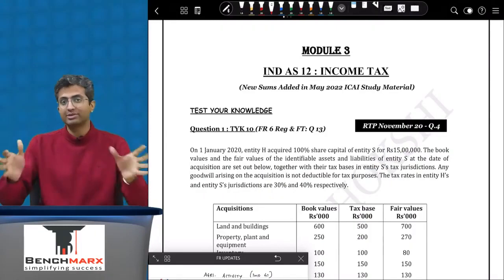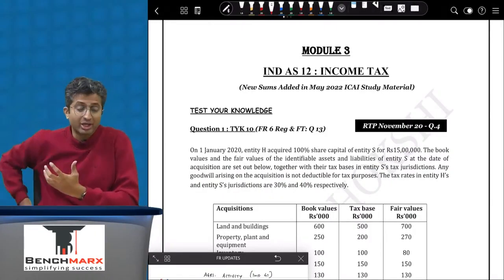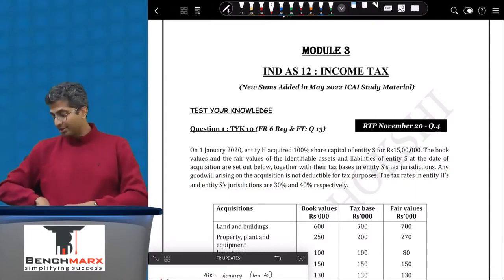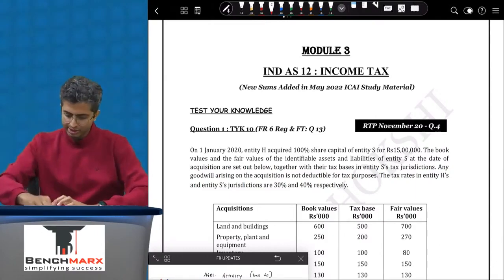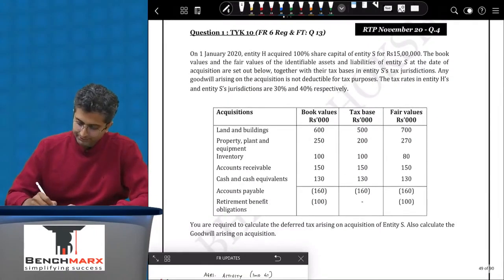This is what Ind AS 12 specifically requires, and hence you will not calculate any deferred tax liability on the goodwill amount. Okay, so considering that, let us go to question number 1.